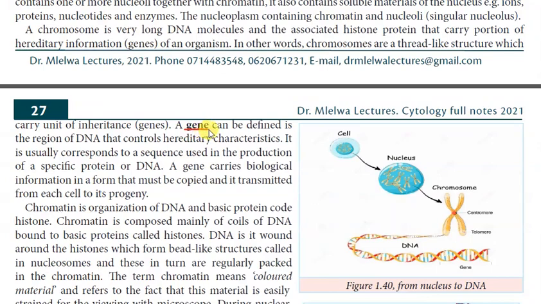What do we say about the gene? The gene can be defined as the region of DNA that controls hereditary characteristics. Region of DNA that controls hereditary characteristics. So it usually corresponds to a sequence used in the production of a specific protein or DNA. Unaona? Kipande fulani cha DNA kama hiki hapa kinakuwa kinatumika katika kutengeneza protein fulani. Let's say it is enzyme, or ile protein, let's say it is keratin which make up hairs, yani nywele. Let's say ile protein inaenda kutengeneza skin. Let's say ile protein inaenda kutengeneza the skin color. Let's say the protein it is melanin.